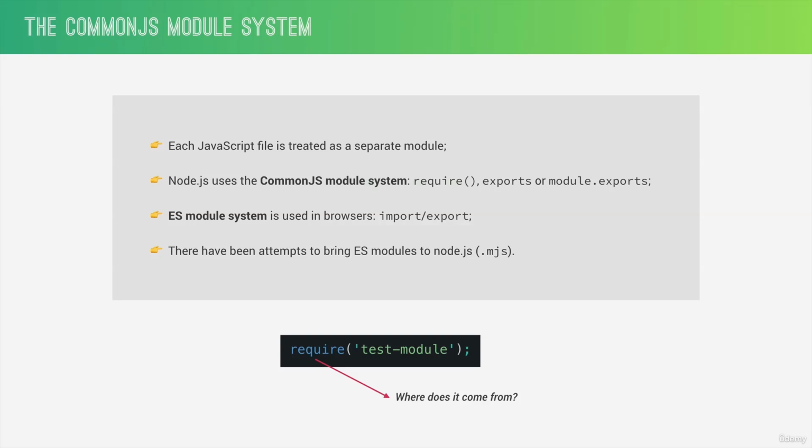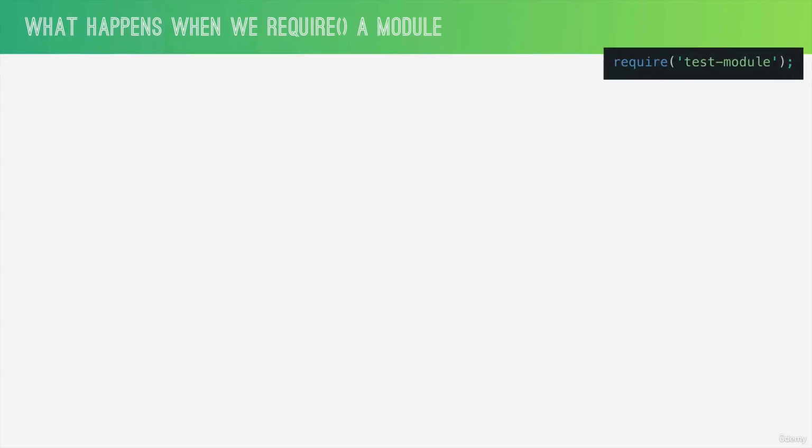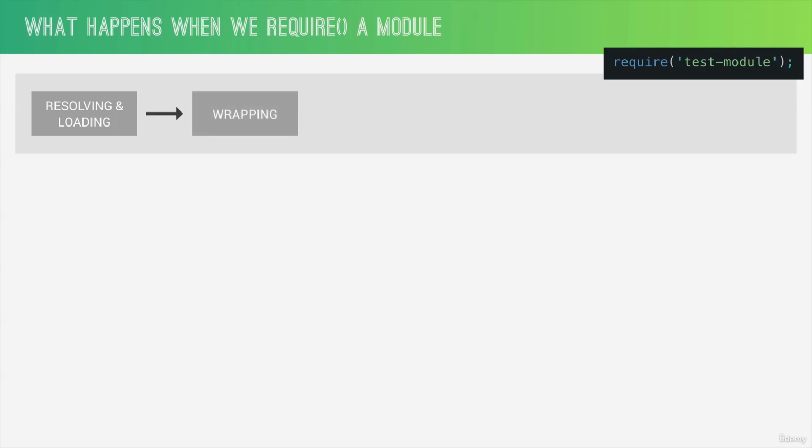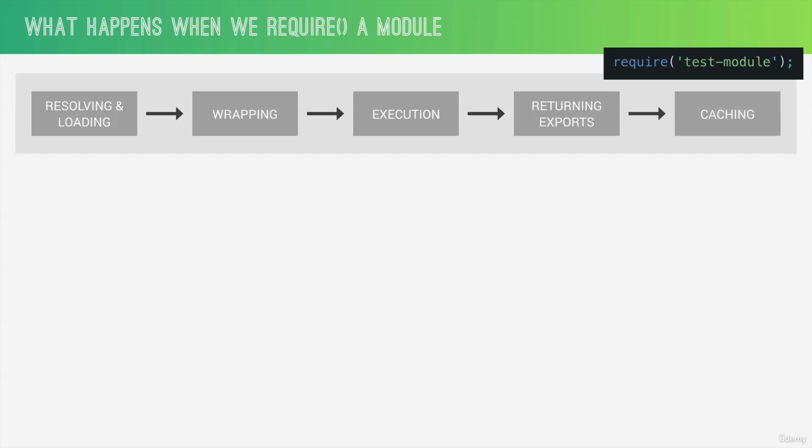Well, let's find out. So the question here is, what happens each time that we require a module by calling the require function with the module name as the argument? So as a very broad overview, the following steps are executed behind the scenes. First, the path to the required module is resolved and the file is loaded. Then a process called wrapping happens. After that, the module code is executed and the module exports are returned. And finally, the entire module gets cached. Alright, so let's now look at each step in more detail.